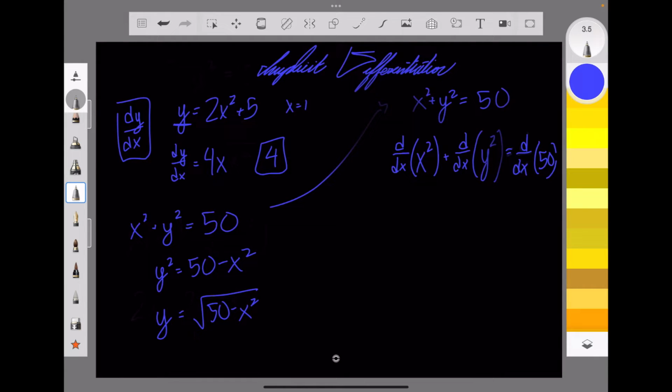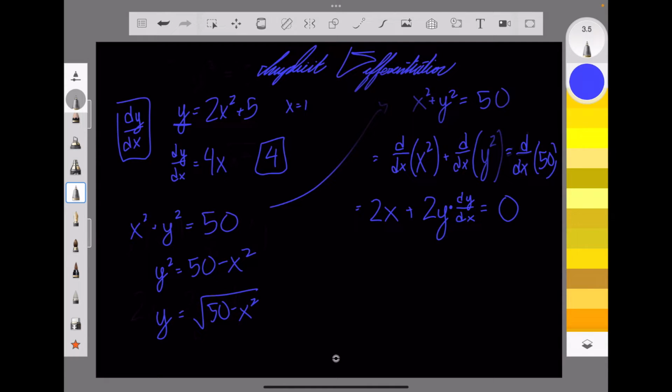Well, what does the first step look like? You've done this a couple hundred times. It's going to be 2x. What is the derivative of y squared? Well, that's 2y. But the trick with implicit differentiation is when you take the derivative of y, you need to make sure you leave behind a dy dx. The reason why this exists is because of the chain rule. And then the derivative of 50, well, 50 is a constant, and so that's going to give us 0.